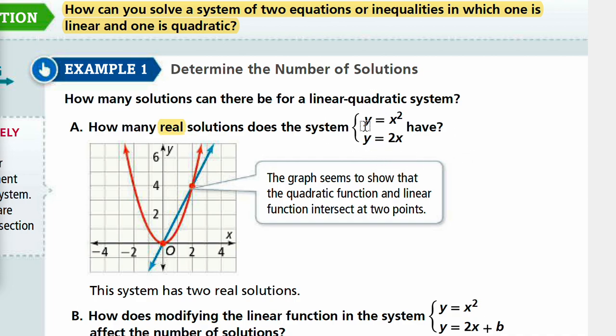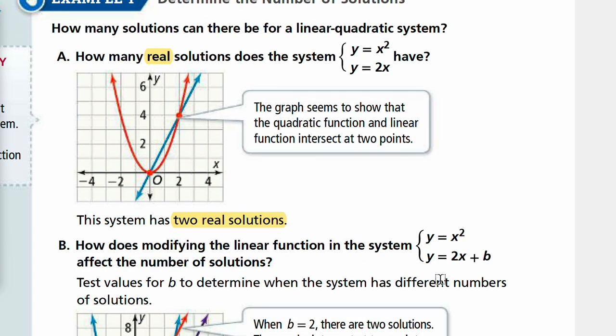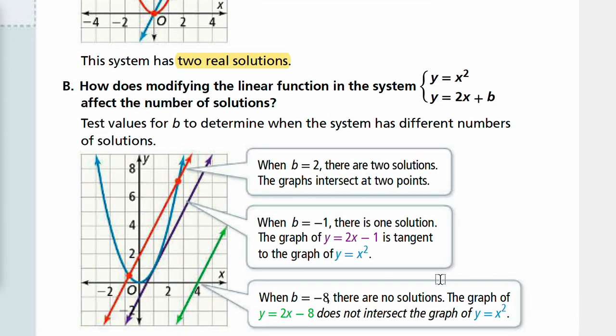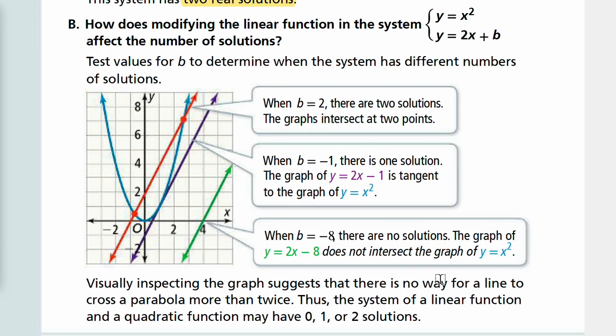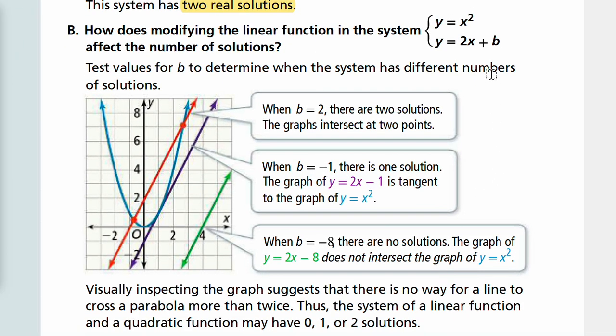So let's look at this example. How many solutions does the system y equals x squared and y equals 2x have? If you graph them, you'll see that there are going to be 2 intersections. So this system has 2 real solutions. What about these two? y equals x squared and y equals 2x plus b. For whatever values of b, are we going to have different numbers of solutions? Yes, we can test the values.